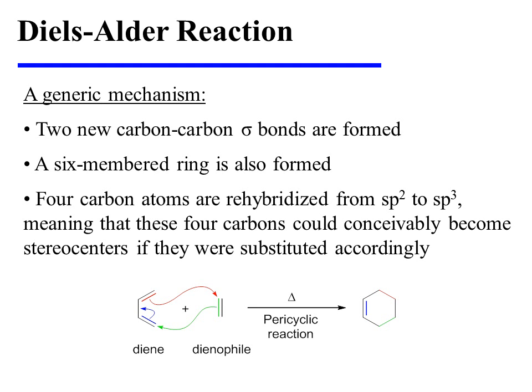Several significant things happen during this transformation. Two new carbon-carbon sigma bonds are formed. They are shown in red and in green. A six-membered ring is also formed. And finally, 4 carbons are rehybridized from sp2 to sp3, meaning that these 4 carbons could conceivably become stereocenters if they were substituted accordingly.